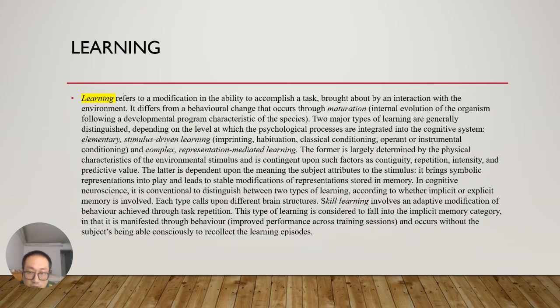In cognitive neuroscience, it is conventional to distinguish between two types of learning, according to whether implicit or explicit memory is involved. Each type calls upon different brain structures. Skill learning involves an adaptive modification of behavior achieved through task repetition. This type of learning is considered to fall into the implicit memory category, in that it is manifested through behavior, improved performance across training sessions, and occurs without the subjects being able consciously to recollect the learning episodes.